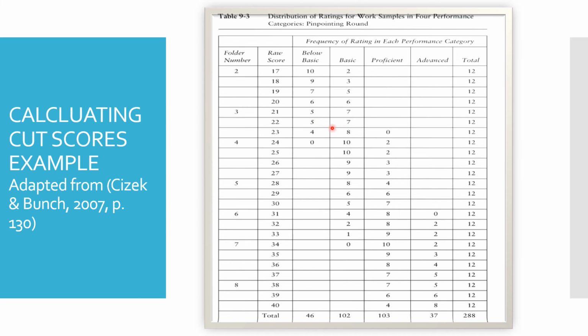A raw score of 39, if we look at 39, we can see 6 and 6. That's a 50% chance, likelihood of being assigned to advanced as proficient. So therefore we can say that above 39, more likely assigned to advanced. So 39 here seems like a good cut score between proficient and advanced.